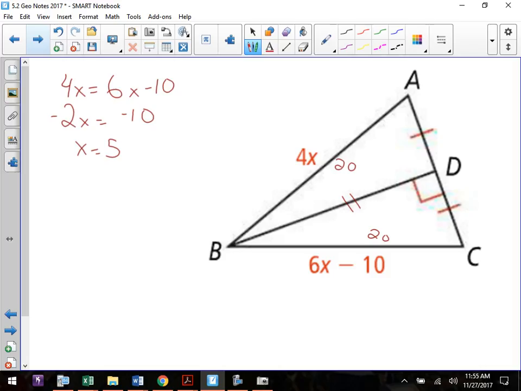What I did here is I'm just taking this value of x, I'm substituting in. So I get 4 times 5, and that got me 20. And then I do 6 times 5, subtract 10, and that also equals 20. I was just doing the quick substitution for that.